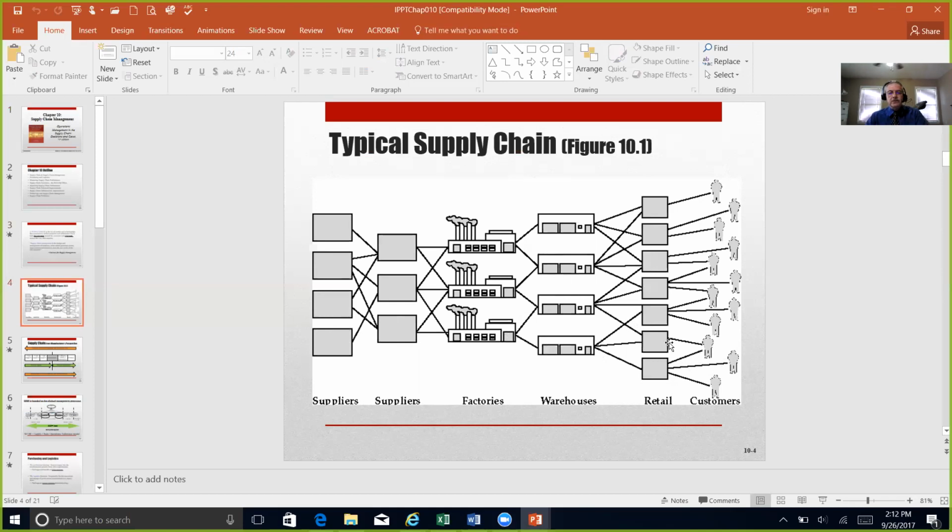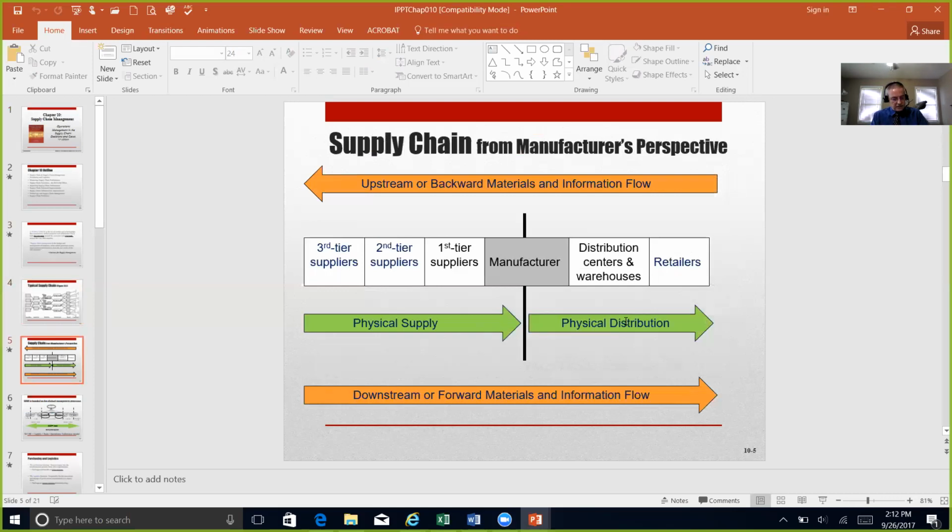Then figure 10.2 on the next page looks at everything as being related to the manufacturer, or in this particular case, Z, the vantage point or the entity. We have the downstream flow of our physical supplies as it goes through physical distribution to our retailers and eventually to our customers, which is the forward materials and information flow. Then we have those things that come back from our retailers and customers back upstream, with materials and information flow.